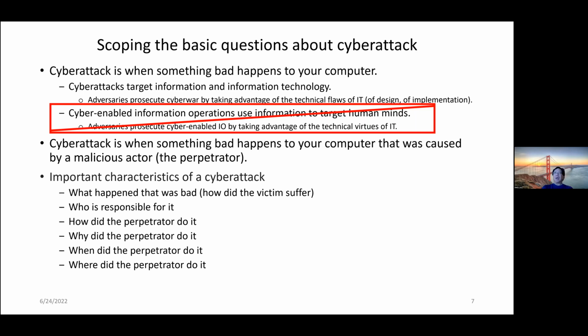But let me posit that those are different dimensions of how you might characterize a cyber attack. Those are variables that you'd have to specify in order to at least more fully characterize a cyber attack. And the rest of this talk is more or less about that.